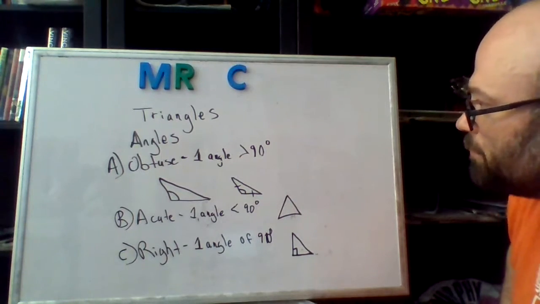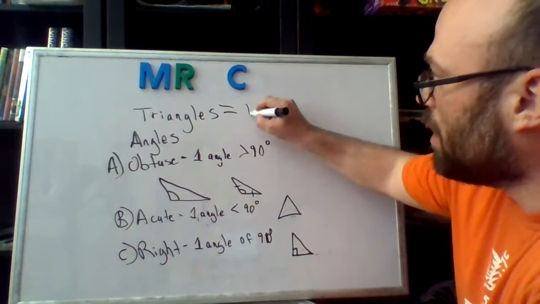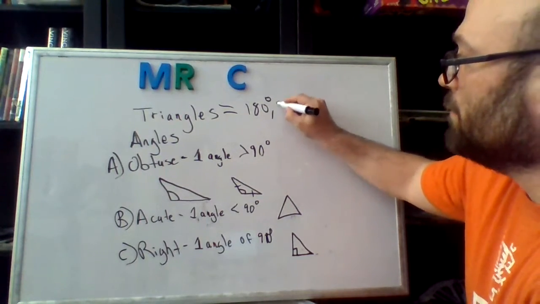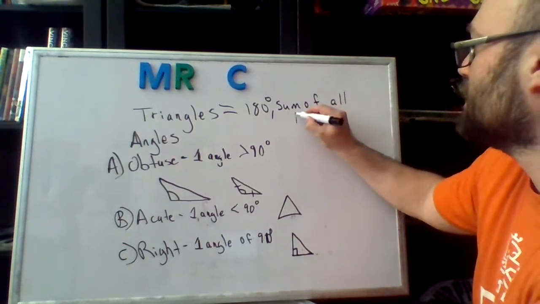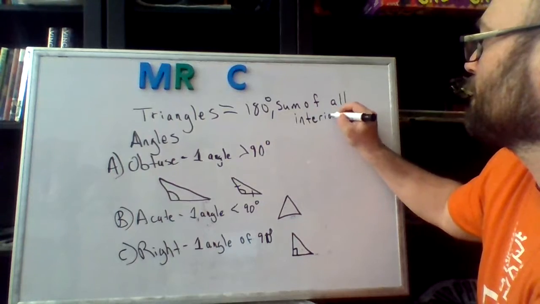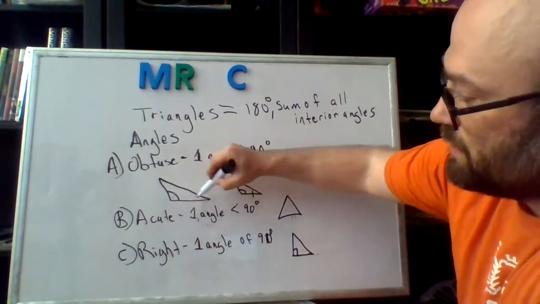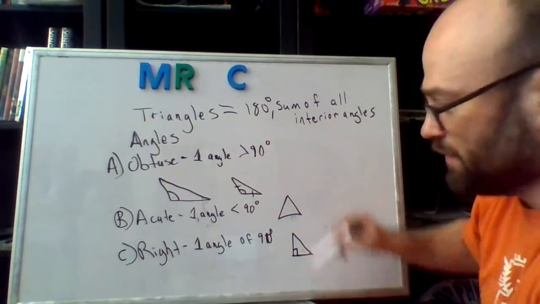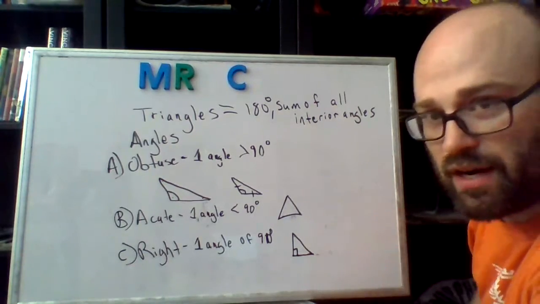So that's it for notes. One last thing is that triangles have to equal 180 degrees. Okay, that is the sum of all interior angles. So if we added up this angle, this angle, this angle, it has to equal 180 degrees. This one, this one, this one, 180 degrees. This one, this one, this one, 180 degrees.